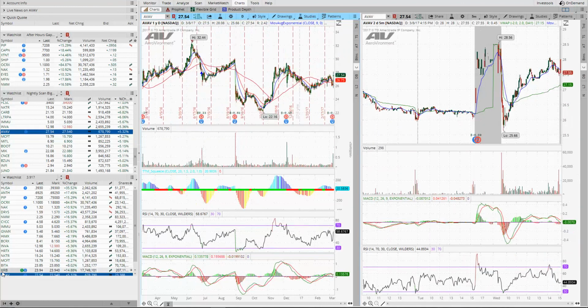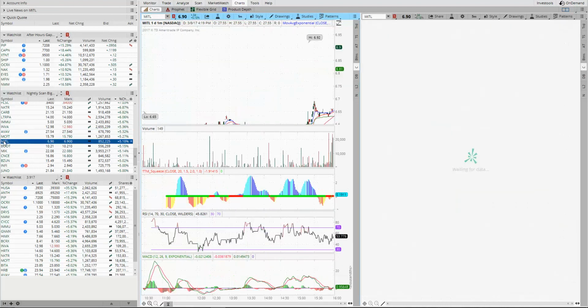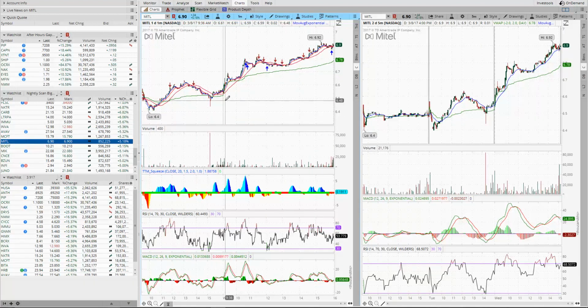MCFT. And let's see. All right, last couple of plays. MITL. Wow, another stock that's holding its highs. It's pretty remarkable, but it's not very liquid. This might be a good swing trade for you. It was 6.40 5 days ago. I'm not gonna put it on the watch list, but you may want to put it on yours.